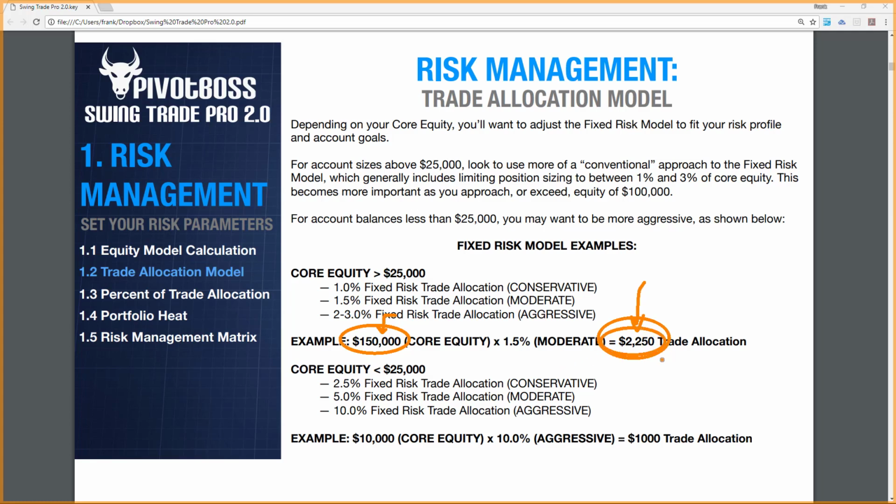So again, with this type of account size, what we'll look at here in a moment is percent of trade allocation. We'll talk about how to break that down even further, but that would be the amount that you risk per trade based off of this allocation in that core equity of 150K. Now if you look at account sizes below 25K, perhaps you need to increase that a little bit, right? So say you're trading a 5K account or a 3K account or a 10K account or 15, right? Then perhaps 2.5%, 5%, and 10% are the trade allocation amounts that you could use.